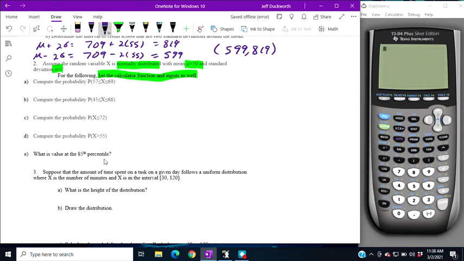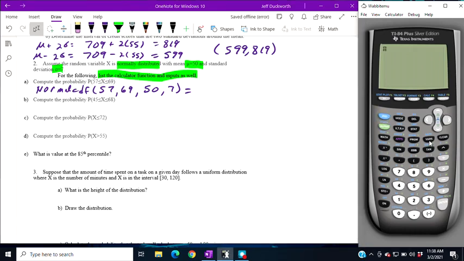So we want the probability that x is between 57 and 69. Well, we're going to use a Normalcdf. Our low value is 57. Our high value is 69. Our mean is given as 50. And our standard deviation is 7. So let's put that into the calculator.